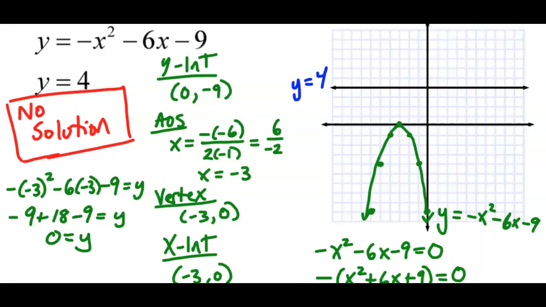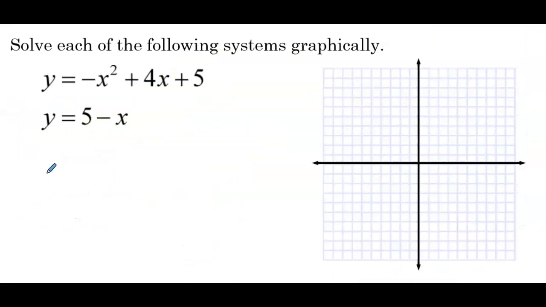On to our next example. Our system of equations is y equals negative x squared plus 4x plus 5, and y equals 5 minus x. We'll start with the parabolic curve. So we start with the y-intercept, which is the point 0, 0 plus 5. So 0, 5.